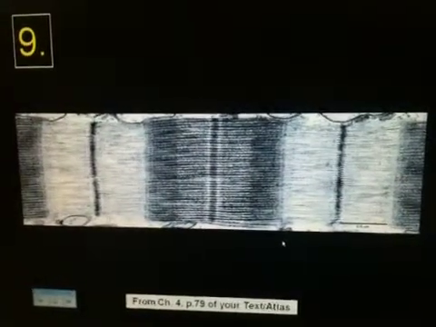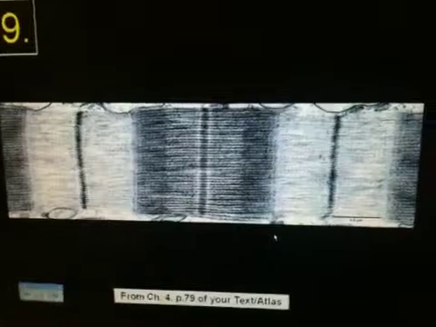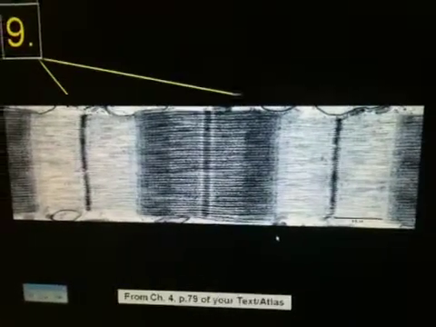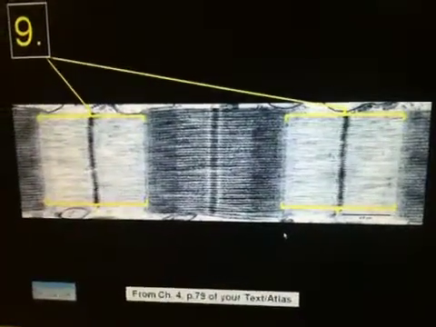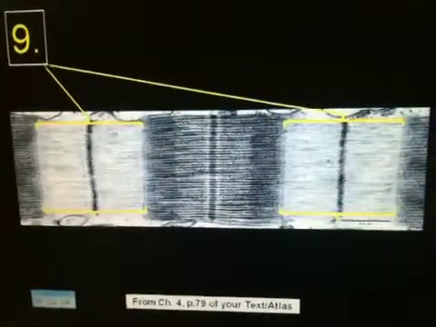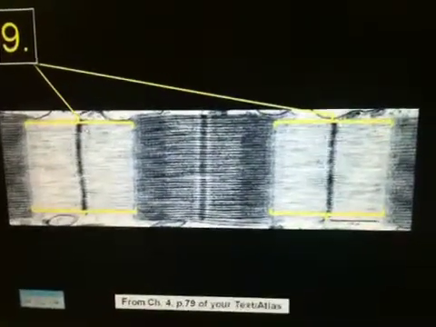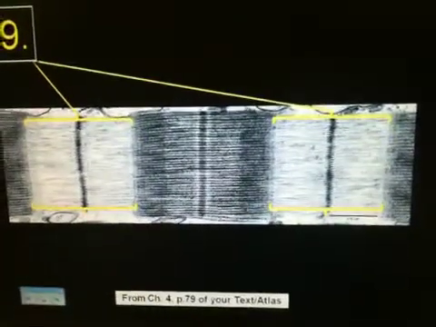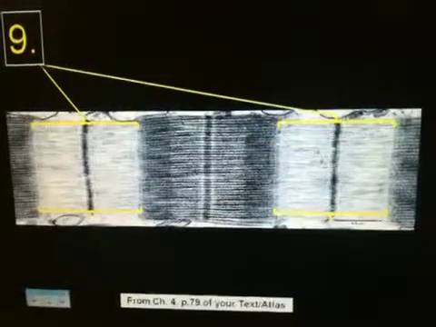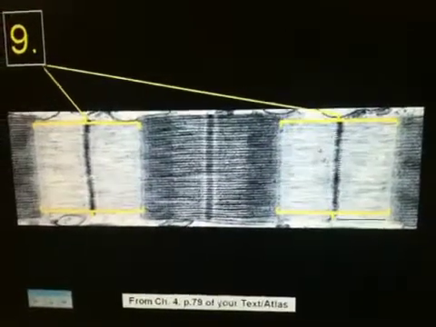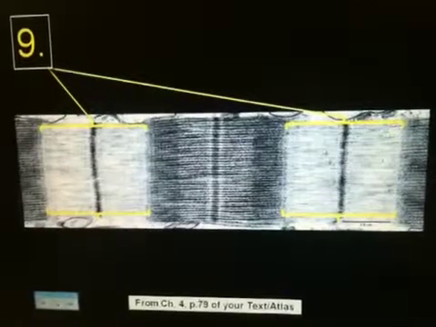Going way back, this is from first year. This is a transmission EM. What specific band identifies the region between the yellow brackets? What band occupies this region, and can you name two proteins normally found here? Name the band, and name two proteins that are found in this band.